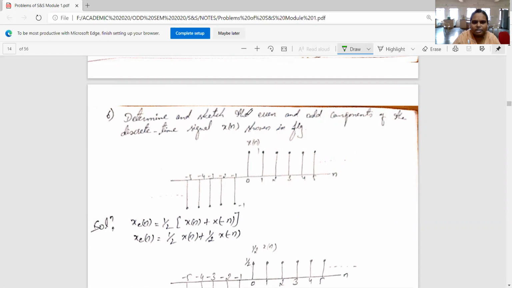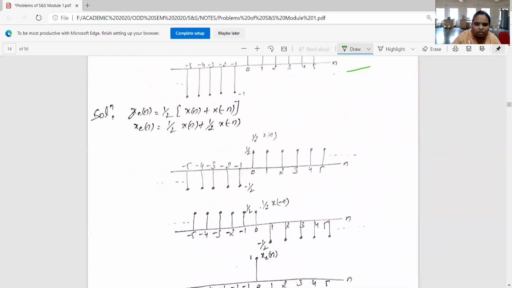Determine and sketch the even and odd component of the discrete time signal, that is x of n, shown in figure. A signal is given which varies from 0 to 5 with the amplitude as 1, and from -1 to -5 with the amplitude of -1. This is the given signal.